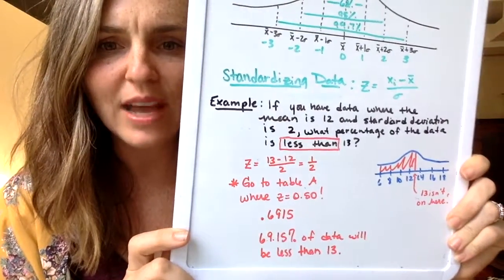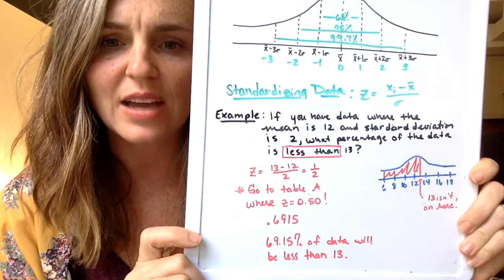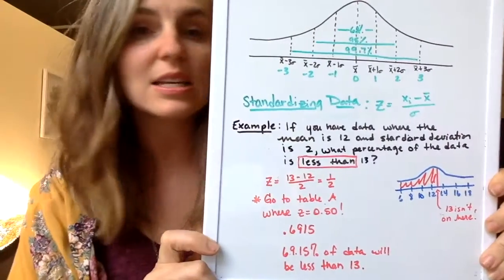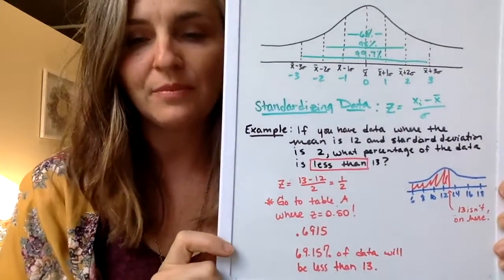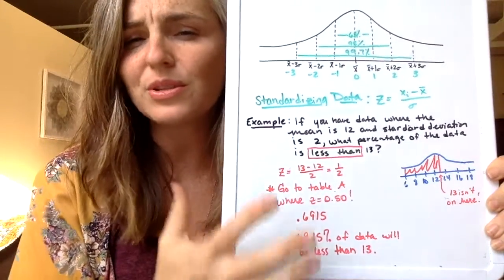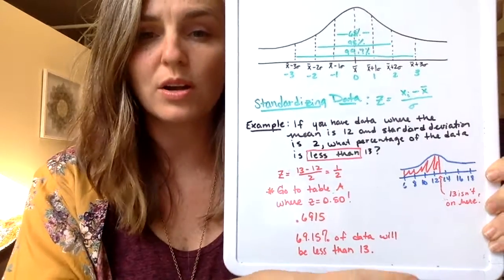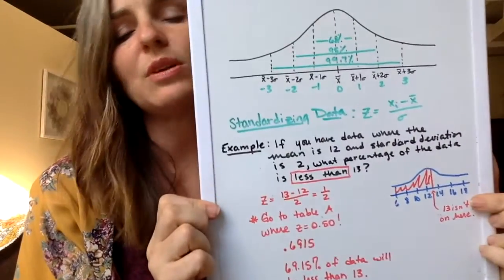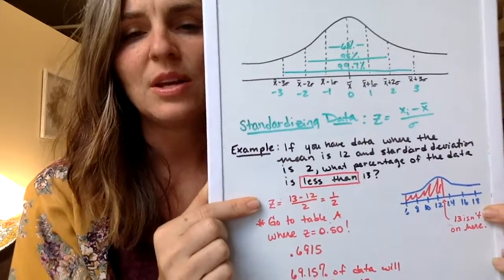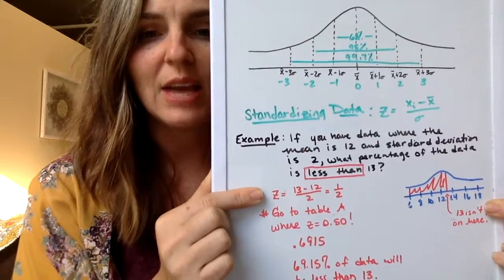It says if you have data where the mean is 12 and the standard deviation is 2, what is the percentage of the data that is less than 13? So this is the easiest kind of z-score problem. Less than, yay, that's exactly how table A works. And we're just looking for a percentage, so it's really just direct work. So the first thing we do in a problem like this is find a z-score.